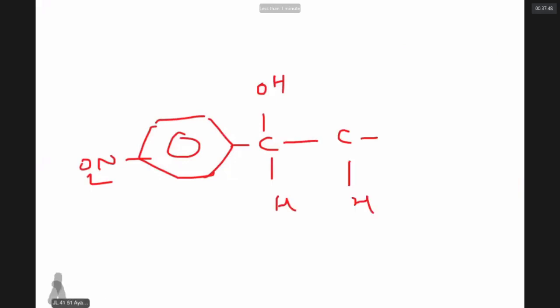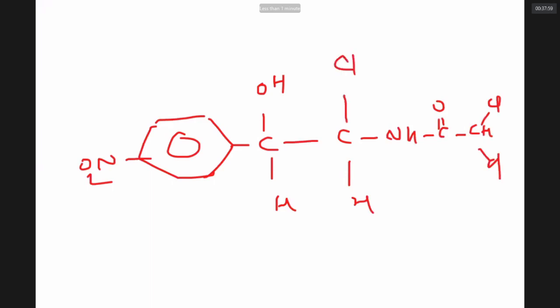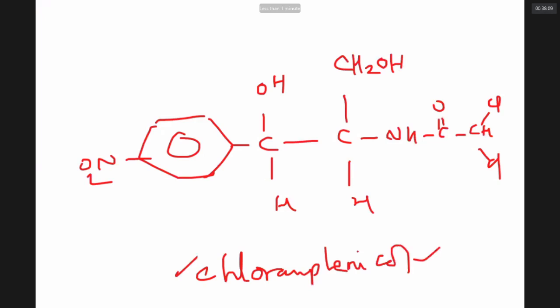I am writing it elaborately now. This compound, which is known as chloramphenicol, is a wonderful medicine for many complaints like typhoid, dengue fever, and meningitis.